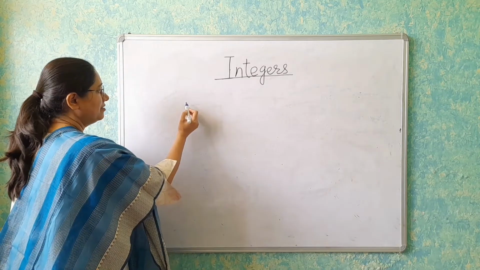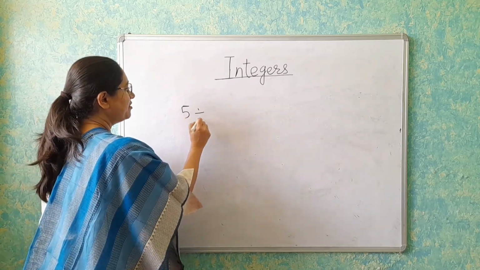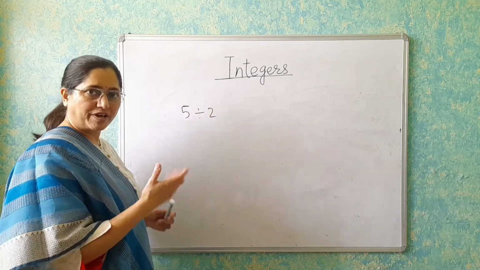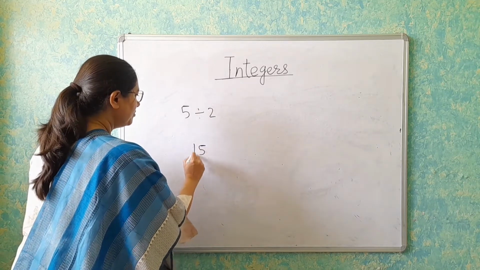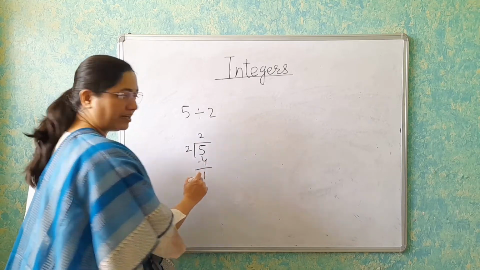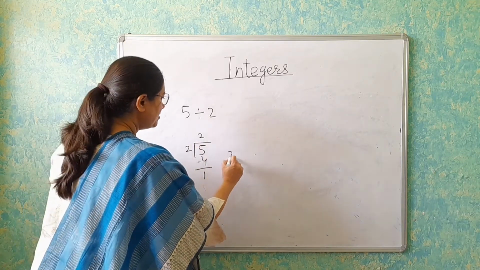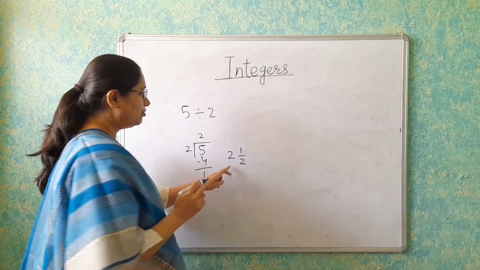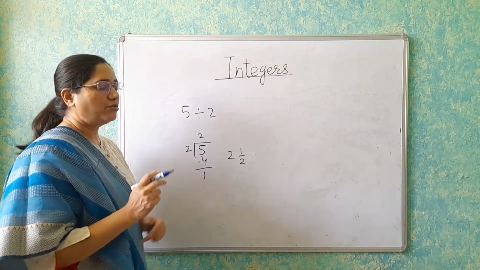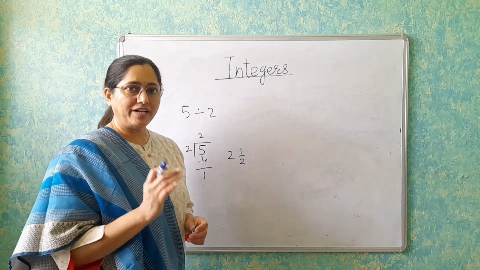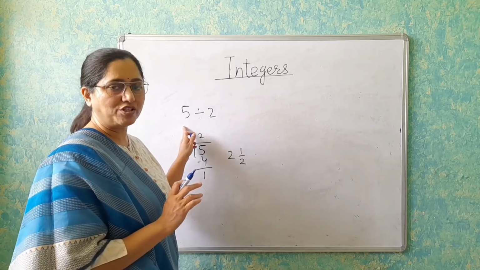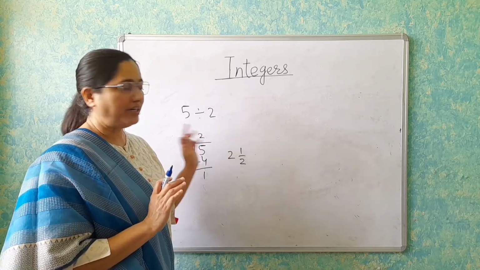For example, if I divide 5 by 2, the answer is not an integer. If I am dividing 5 by 2, 2 twos are 4 and the remainder is 1. So I can write it as 2 and 1 upon 2, which is a mixed fraction. It is not an integer. So whenever we are dividing two integers, the answer may or may not be an integer. This is the first property of division of integers.